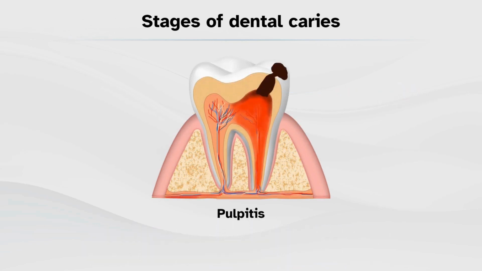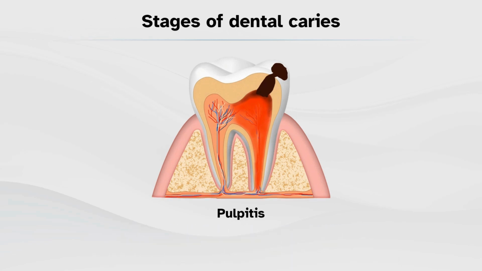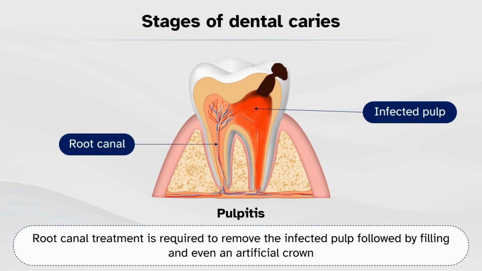If the dentin caries is ignored and not addressed, then it reaches the innermost layer of the tooth called pulp. The pulp contains nerves and blood vessels. Hence, infection of the pulp will cause pain. This stage is known as pulpitis. At this stage, root canal treatment is required to remove the infected pulp, followed by filling, and may even require an artificial crown.